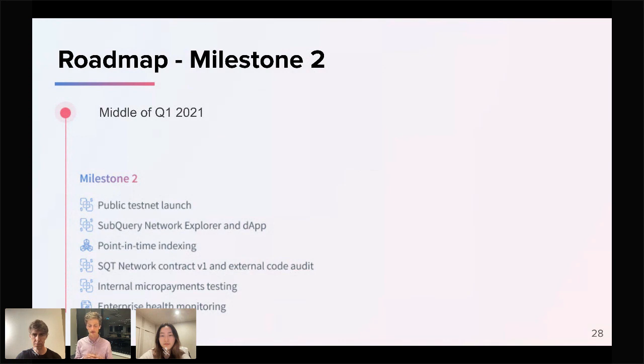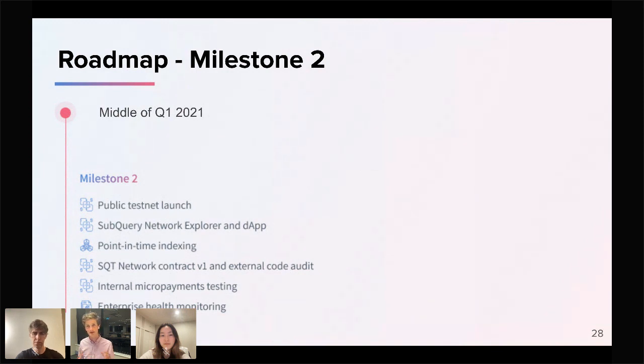SubQuery Network Contract V1 and external code audit. So taking all that code from the SubQuery network and getting an external code audit is a really important part about any decentralized network, especially when it's going to be as big as SubQuery is. So we're going to take all our code and get involved with a large external auditor to make sure that our code is audited.